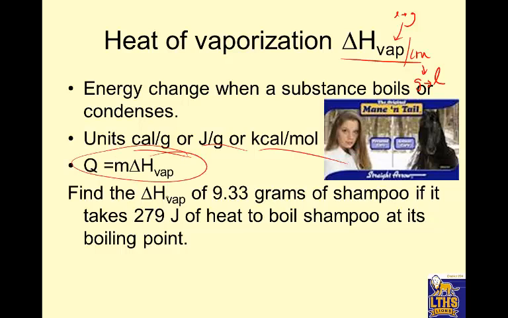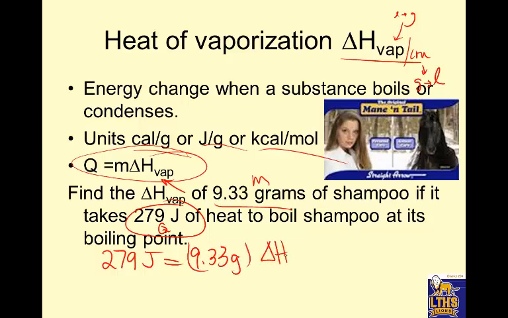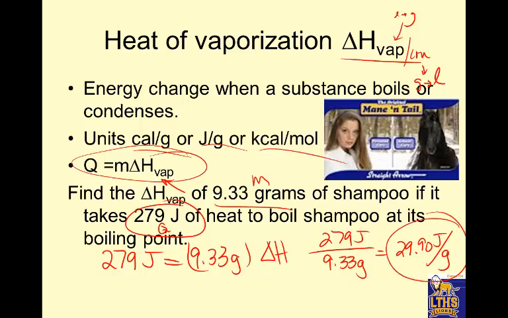Here's the formula. Find the delta H vap. Find that given grams, so there's our mass, and given joules, so there's our Q. So we need to put in the 279 joules for every 9.33 grams, and we need to know our delta H. So we do 279 joules divided by the 9.33 grams, and we find out that it will take 29.90 joules to vaporize every gram of that shampoo.